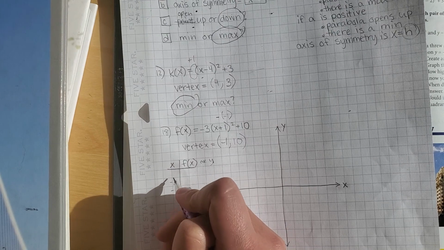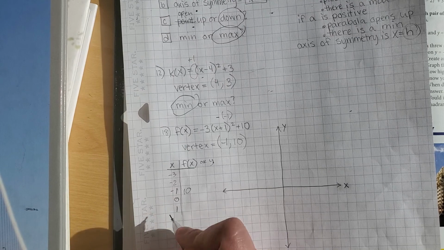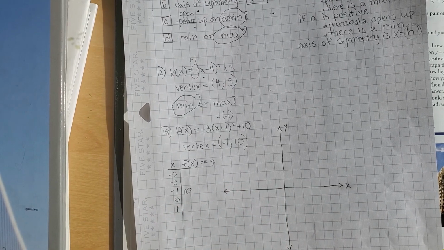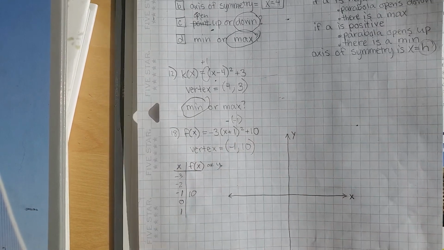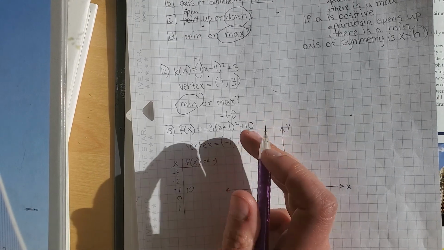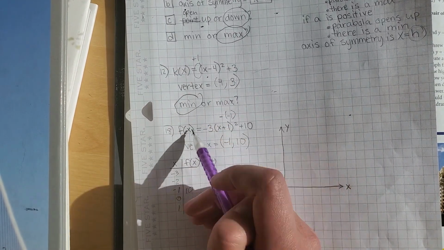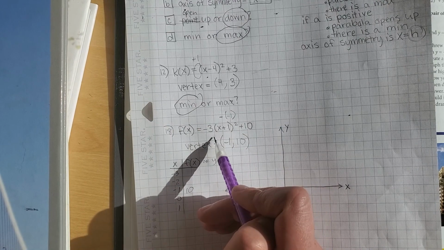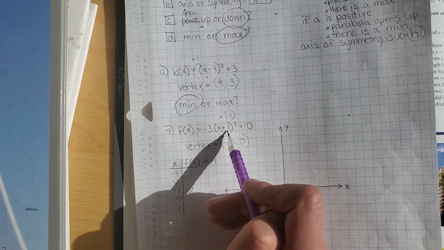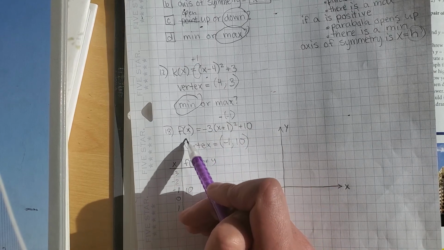So let's see, we have -2, -3, and a 0 and a 1. Really, you can choose anything for x. I just think it's easier if you keep them as small as possible so that you don't have to make a humongous graph. Okay, so remember my equation is up here. Oh, sorry, it's this one. f of x equals -3 times (x plus 1) squared plus 10. So I'm going to plug my x into this to get my f of x's.